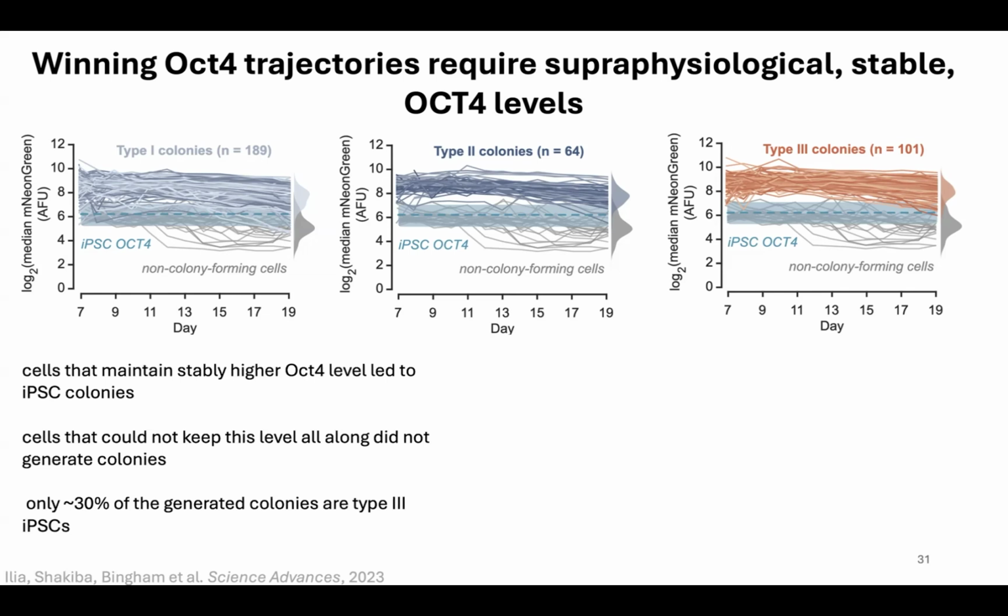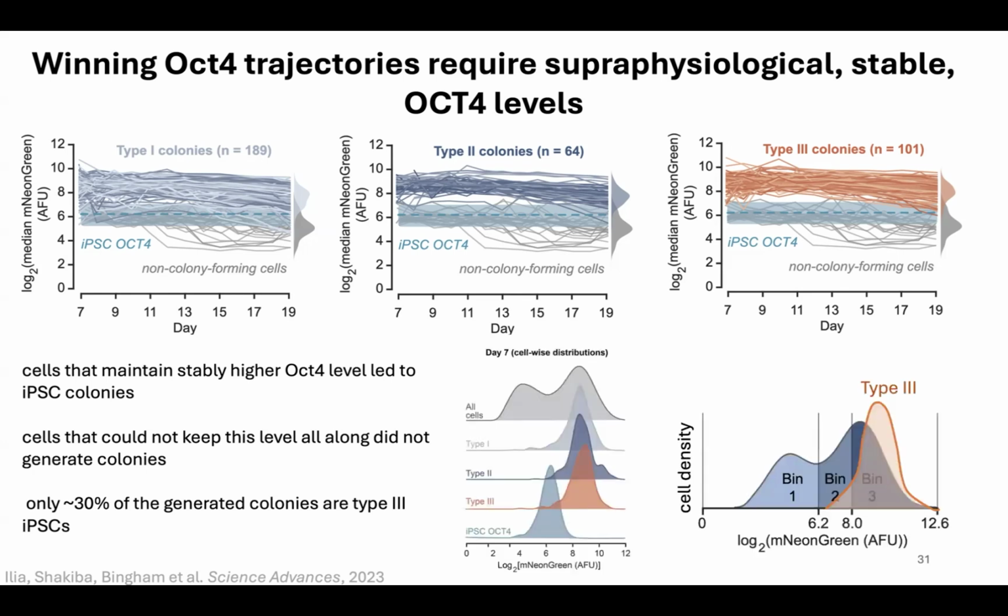Interestingly, only 30% of the generated colonies are type 3 iPSCs, which is saying that, yes, this constant OCT4 level throughout the process is necessary, but alone it's insufficient to generate the best quality of iPSCs.